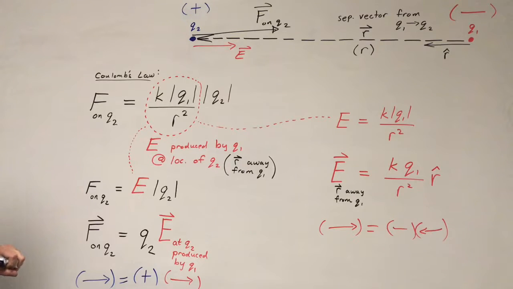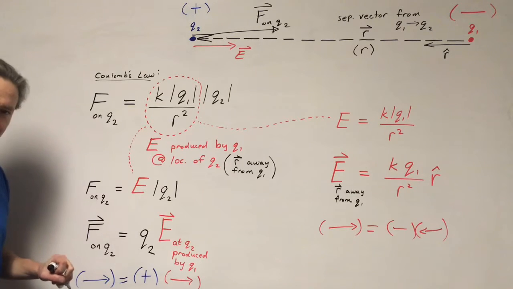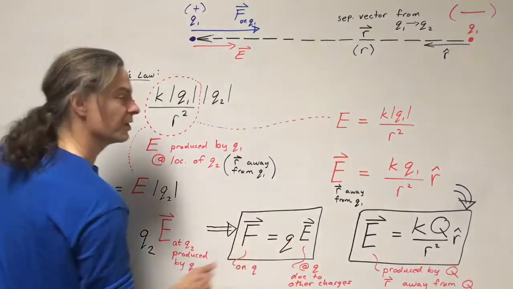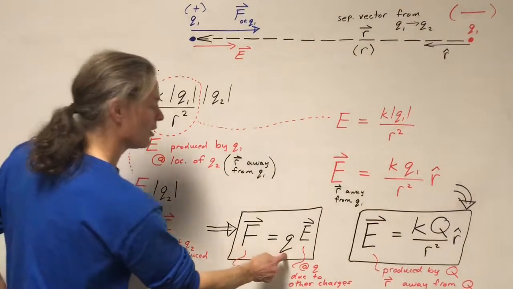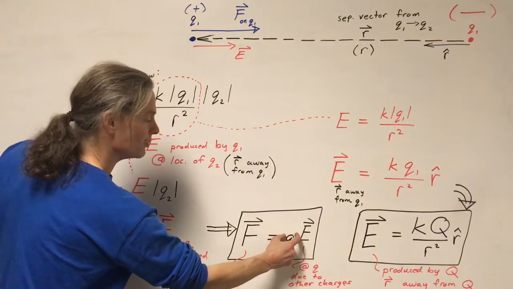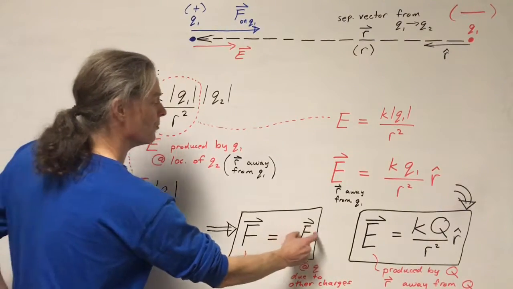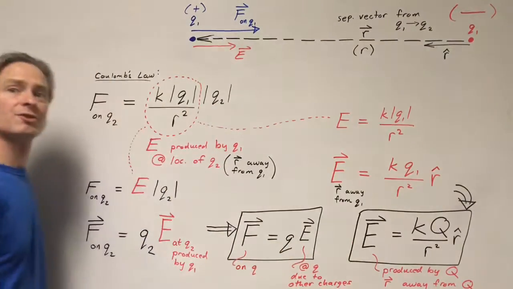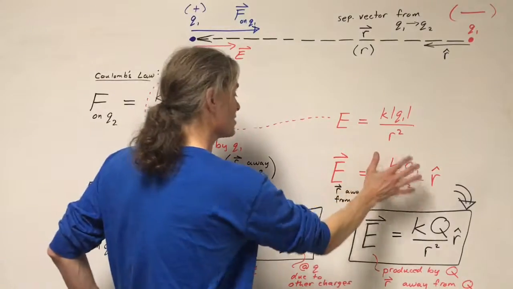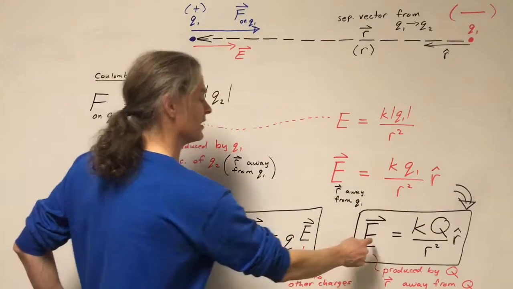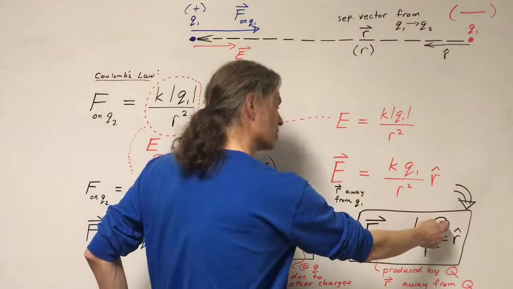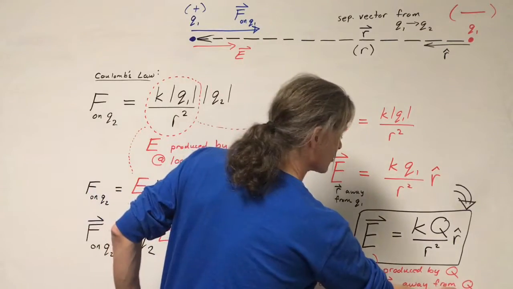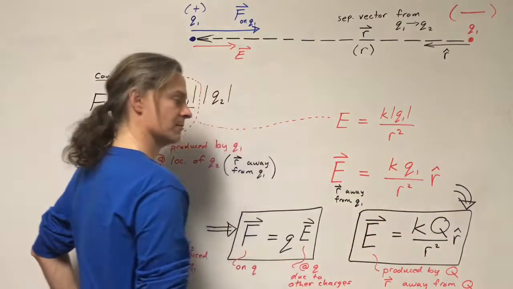Okay, so we're going to take one more step and generalize this slightly further. And here are our generalizations. Generalizing this one, we get an equation that says the electric force on charge Q is equal to the value, including the sign, of that charge Q, multiplied by the electric field at the location of charge Q, but produced by other charges. Generalizing this expression, we get an equation that says that the electric field produced by some charge, which I'm going to label capital Q, a location r vector away from that charge has this value.